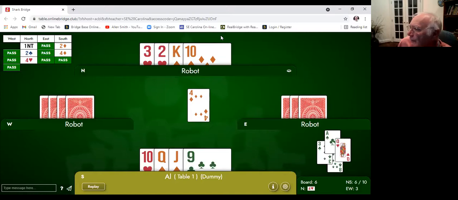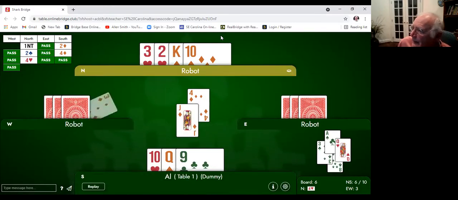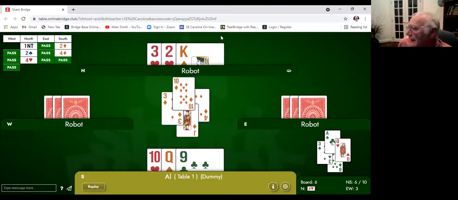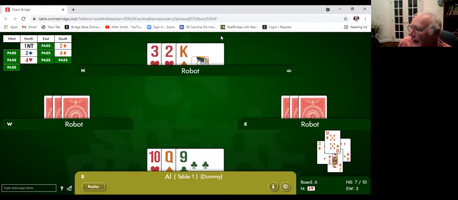Hope against hope that my partner's got the king of diamonds. Okay, so the jack gets played, the 3 comes out, the 10 gets played. We claim the last 3 tricks. So we actually make our contract. We make 4 hearts. All right. So you can see how that super accept works.